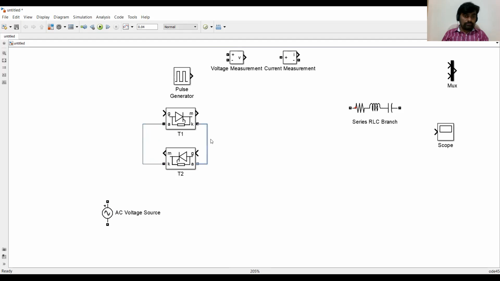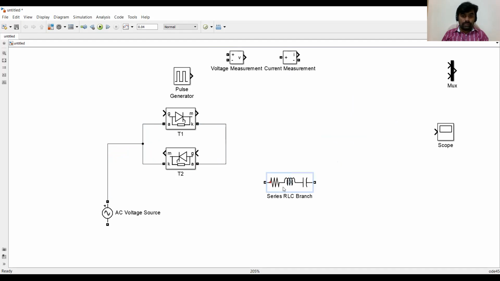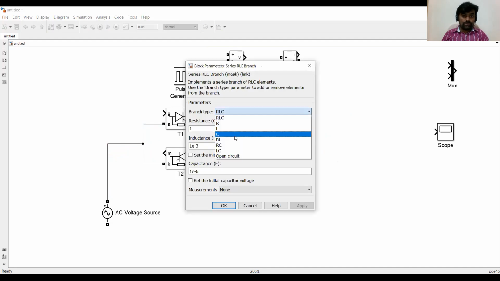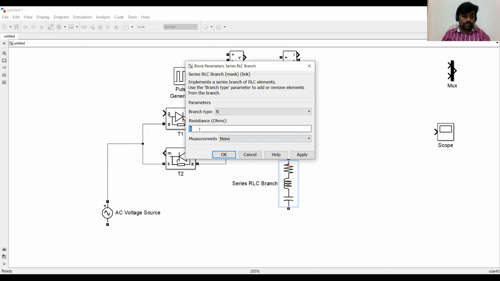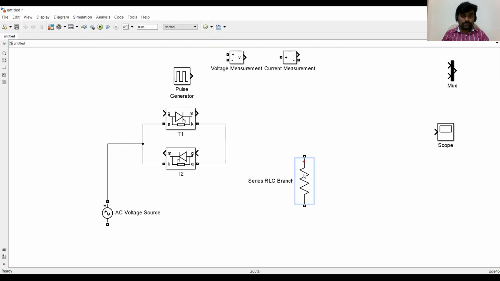Then the voltage source is connected like this, and thereafter, at the output side of this AC voltage controller, we are going to connect a 2 ohm resistor. First we will go for the resistive load, then I will go for the resistive inductive load.